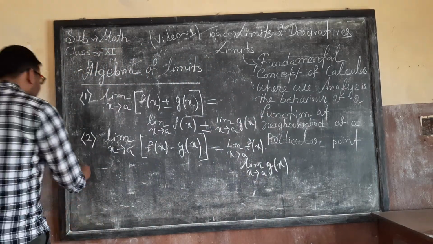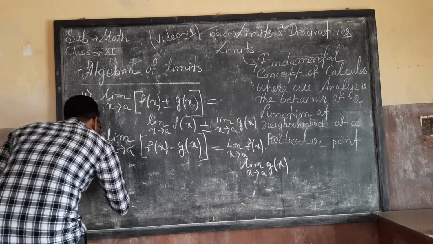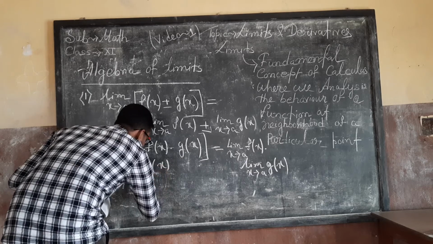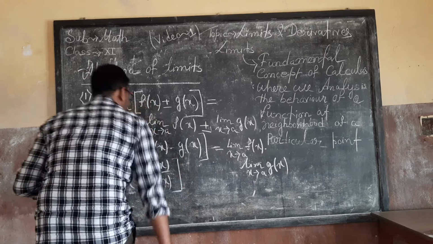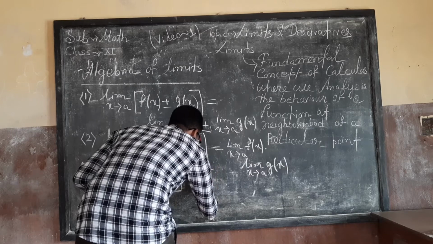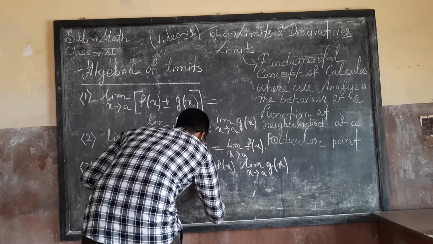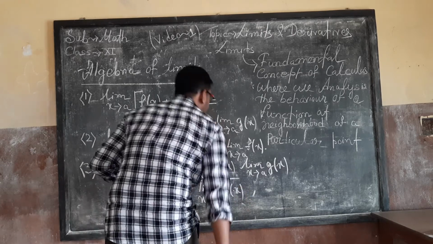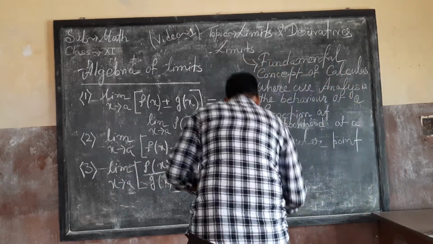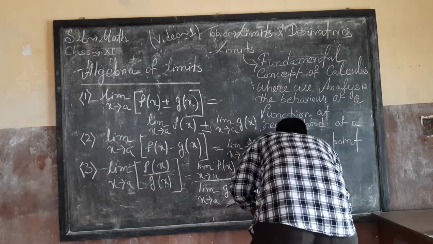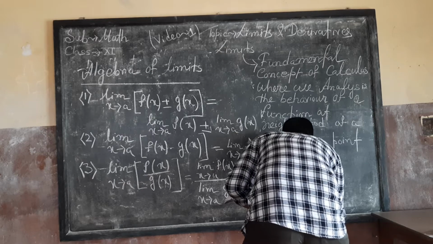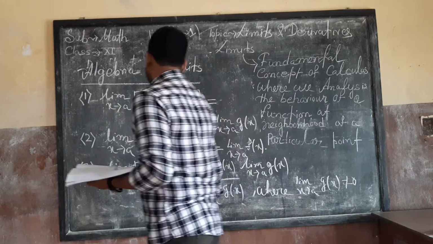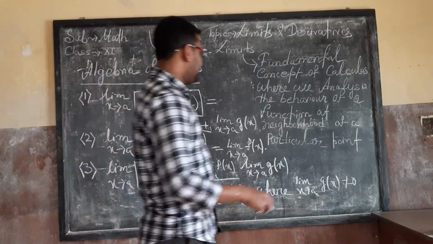Okay. And the last one, the limit x tends to a of f(x) by g(x) is equal to the limit x tends to a f(x) by the limit x tends to a g(x), where the limit of g(x) as x tends to a is not equal to 0. So this is our third algebra of limits.